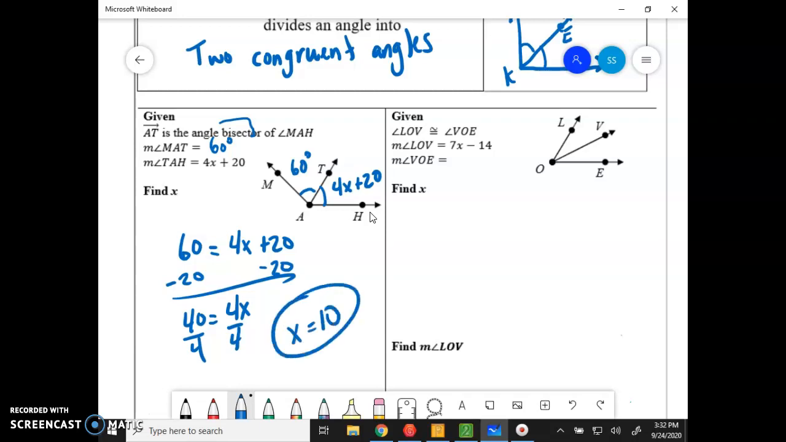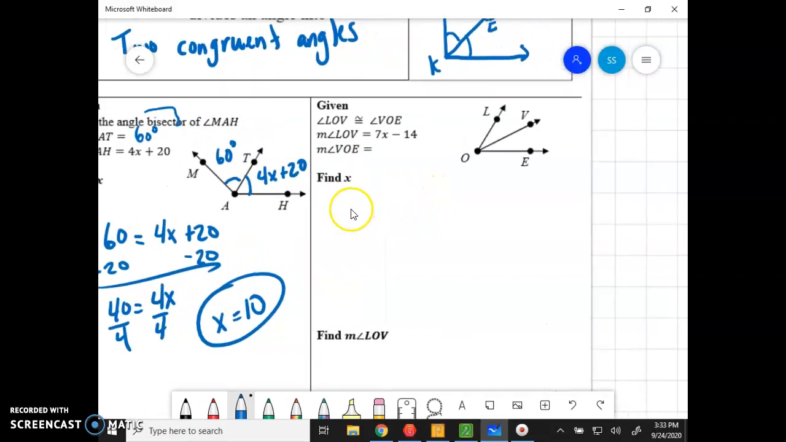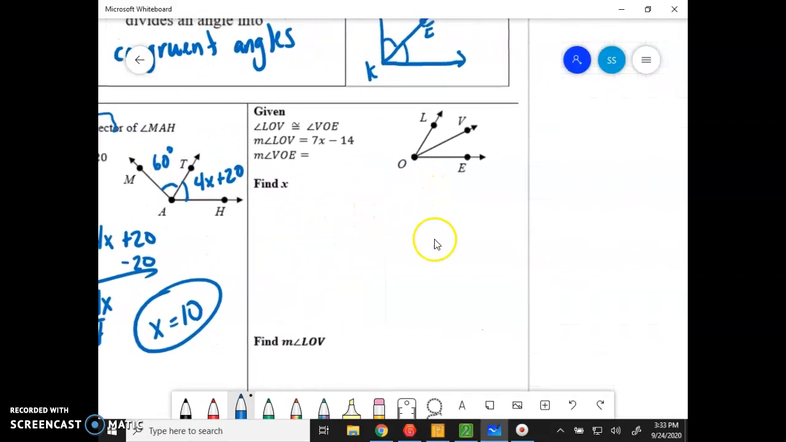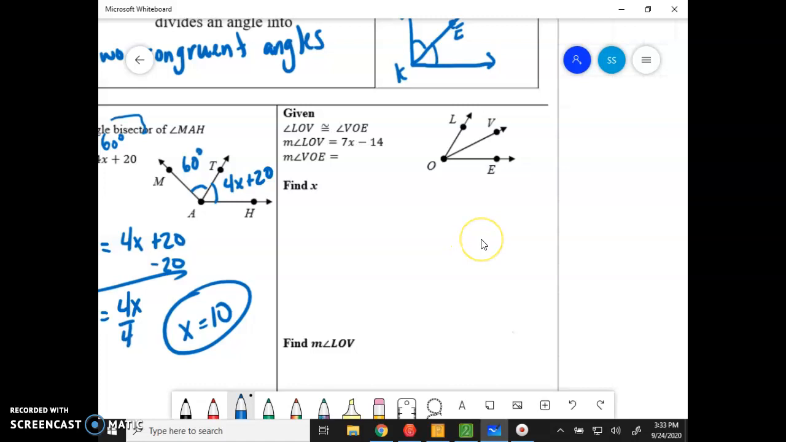Okay, moving on. This one's kind of a two-step problem. First thing we want to do is label some stuff. I'm going to give you another little piece of information here, the measure of angle VOE. Let's write down this is 3x plus 14. Okay, so given is the measure of LOV is congruent to the measure of LOE.